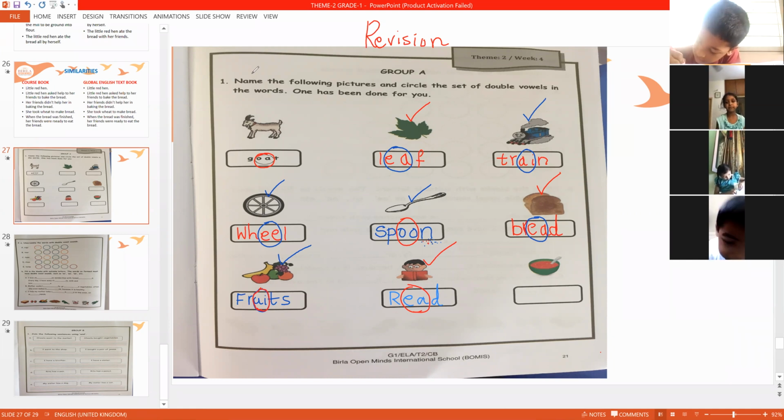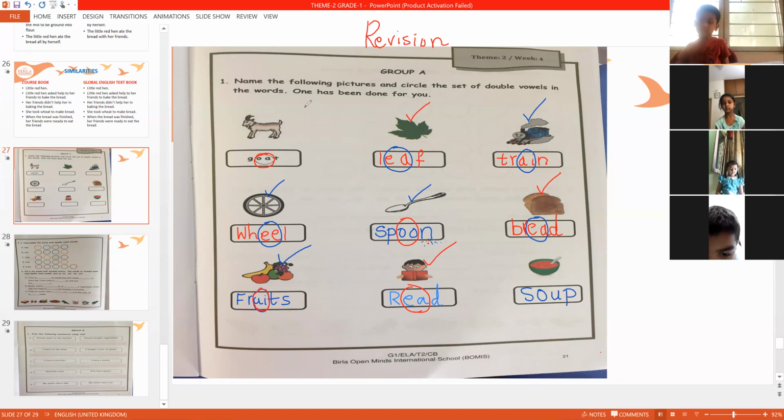Next one, what is there in the bowl? What can you see there? Soup. Very good. So let us write here now. Soup. S-O-U-P. Soup. And can you tell me what are the vowels here?